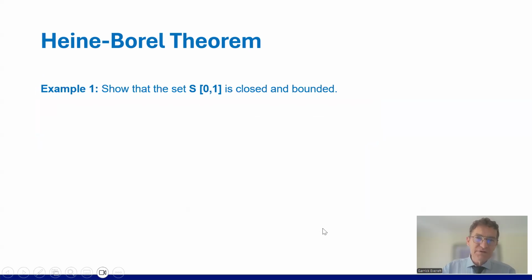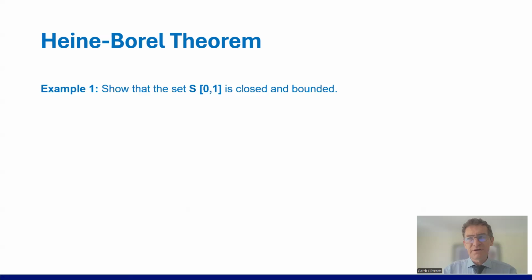Example 1. Very simple, very straightforward. Show that the set [0,1] is closed and bounded. You can't just say, because it's got square brackets, it's closed and bounded. Although it's true, you can't actually say that. You have to say it with some other argument.